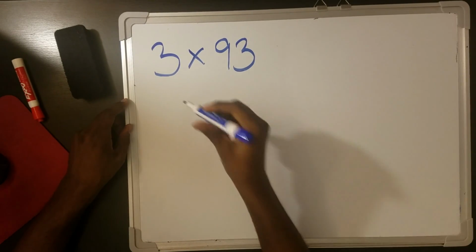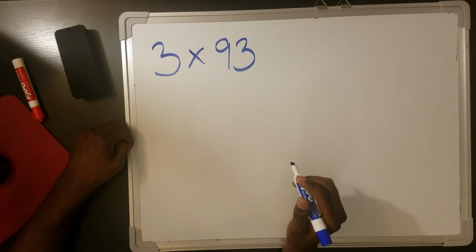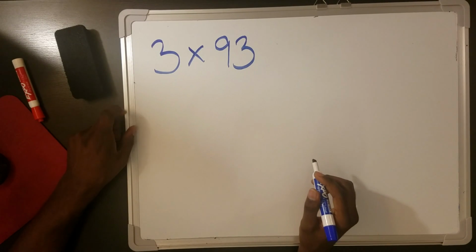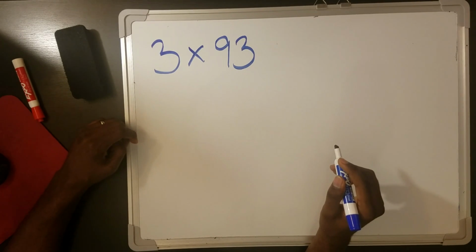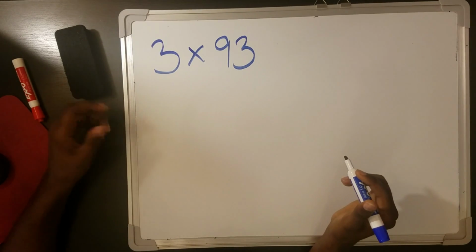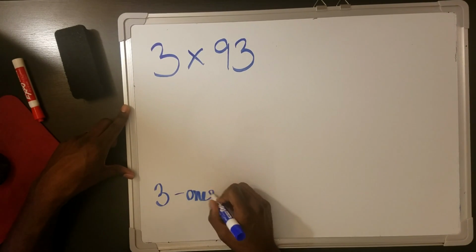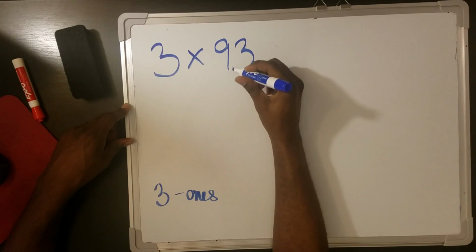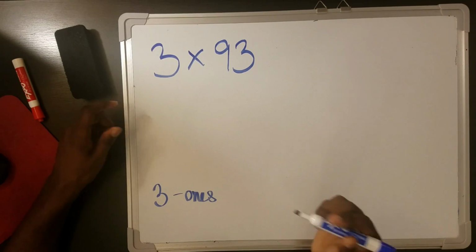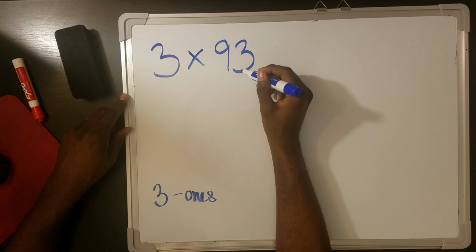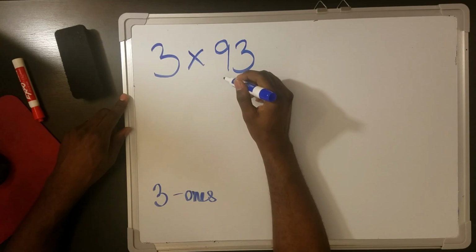Now, once again, we look at this first one. Does 3 have a hundredth place? No, it's too small. Does 3 have a tens place? No, it's still too small. Does 3 have a ones place? Yes. So we know that 3 has a ones place. 93. Does this have a hundreds place? No, it's too small. Does this have a tens place? Yes, the 9 is in a tens place.